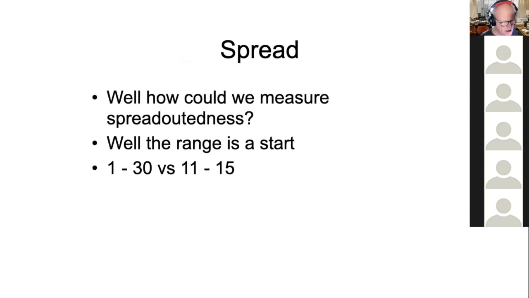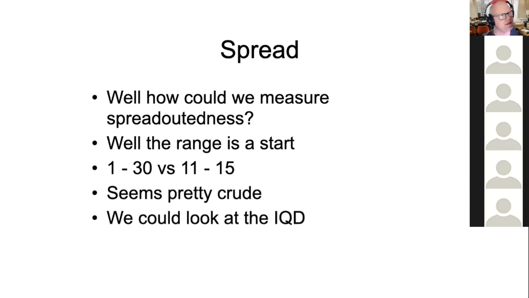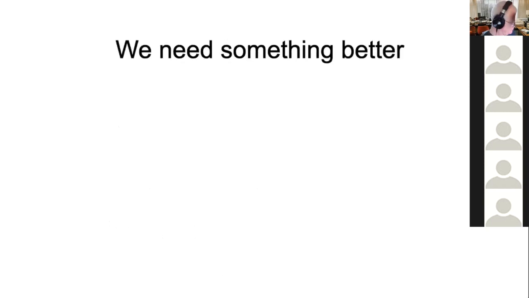The range is a start. The IQD is the next thing you could do. It's still pretty crude. It doesn't really tell you a great deal. It tells you something. There's nothing wrong with it, but it's not giving you enough information. So it's not telling me enough. I need more. So we need something better.